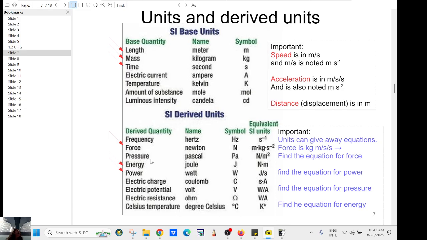Another example, which is used a lot in chemistry or thermodynamics, is pressure, Pa. Pascal was French, so I hope I say it right. Pascal, the unit is Newton per square meter. So what does it mean? Newton stands for force, and square meter is the unit for area.